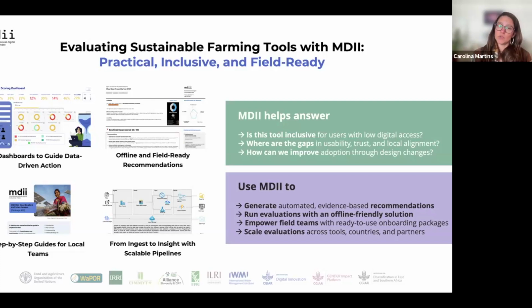So the MDII can be used to generate automated evidence-based recommendations. So this means that once we have a score for the evaluated tool, we can understand what are the best recommendations that apply for the iteration of that tool. We can also run evaluations with an offline friendly solution, because to collect data, for example, from end users or downstream beneficiaries, sometimes we also face internet limitations. So we are taking that into consideration in the development of the solution. We also can use the MDII to empower field teams with ready step-by-step guides and also scale evaluations. And that is where AI technologies and scalable pipelines come in.